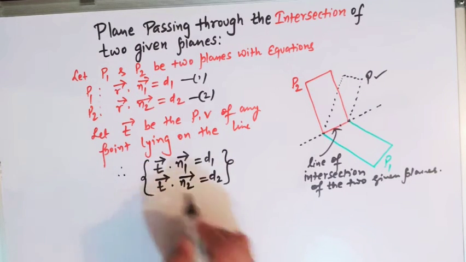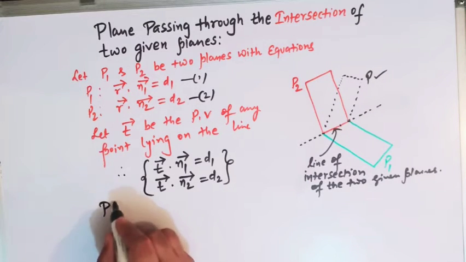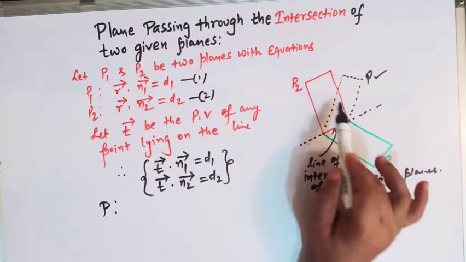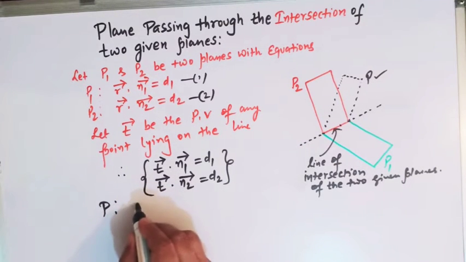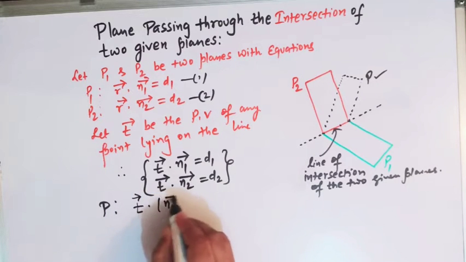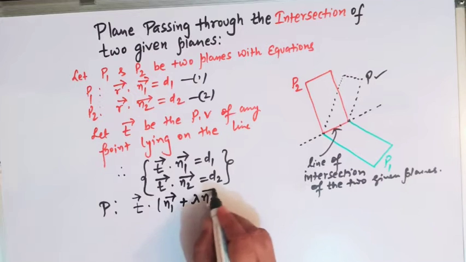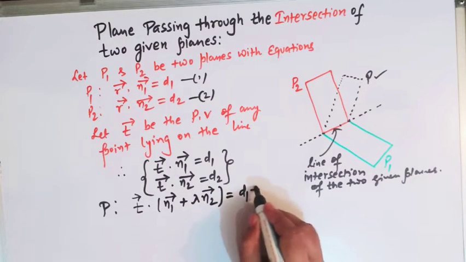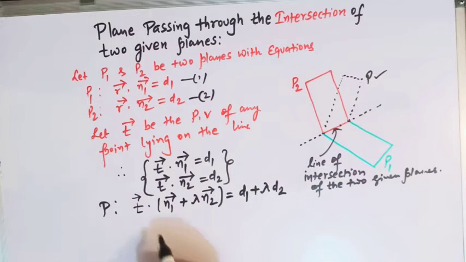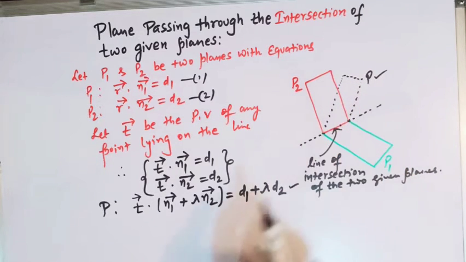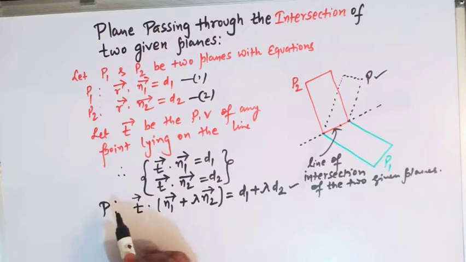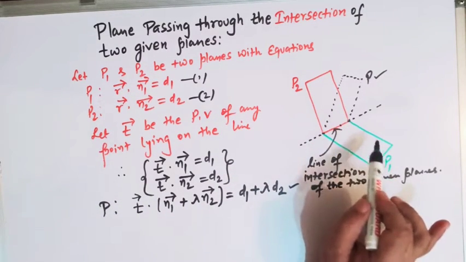Right? So now the equation of the plane P, which is the intersecting plane, can be written as vector t dot vector n1 plus lambda times vector n2 is equal to d1 plus lambda times d2. Right? So viewers, this is the required vector equation of the intersecting plane, and this is how we can find the Cartesian equation and the vector equation of the plane passing through the intersection of two given planes.